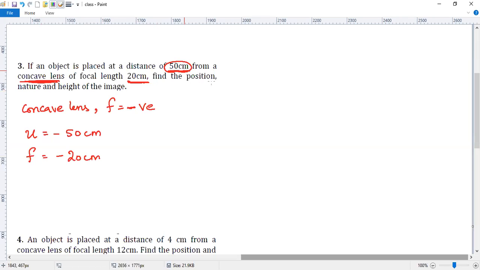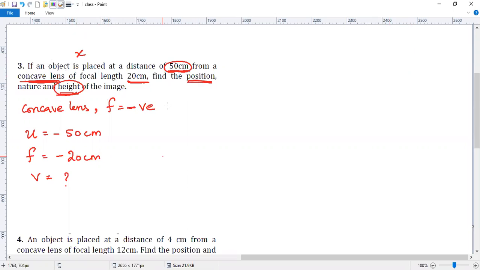So position of image is nothing but v, and nature, we have to find it. And height of the image. If we know the height of the object, we can say the height of the image. See, in this problem, they have not given the height of the object and the height of the image. So, if you take the height of the object as X, then you give the height of image in terms of the height of the object X. For example, if the height of the object is X and the image is double the size, the height of image is 2X. That way you can relate. That is the magnification.